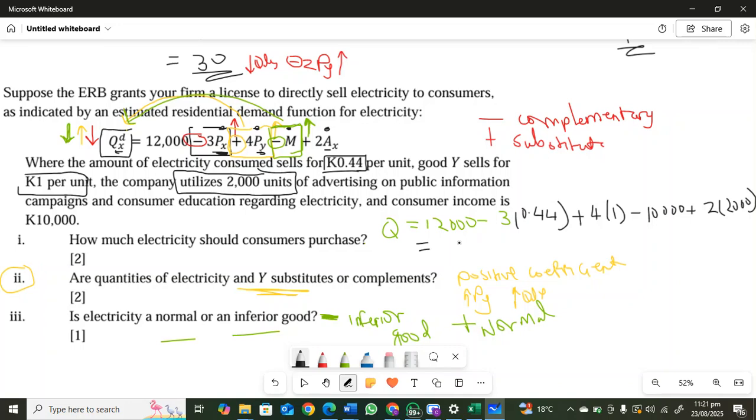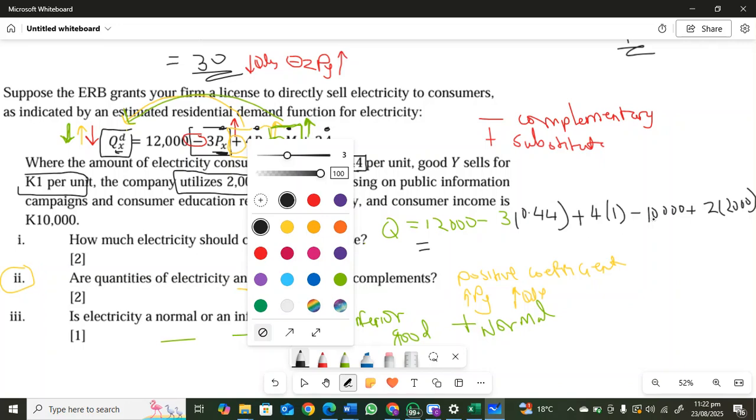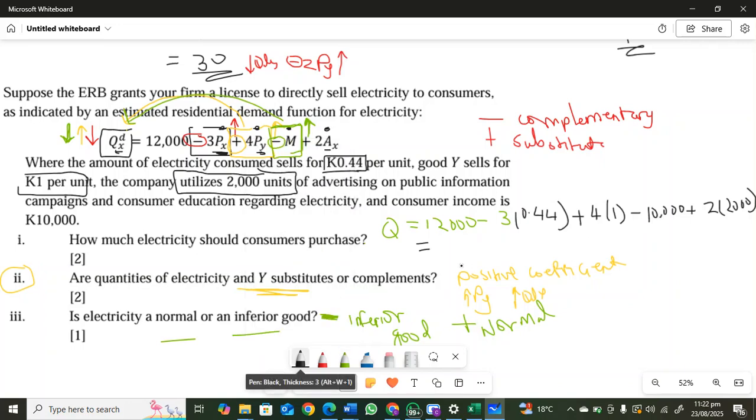Give me the value of this. What value are we getting?